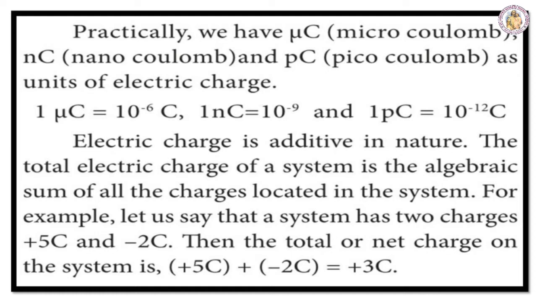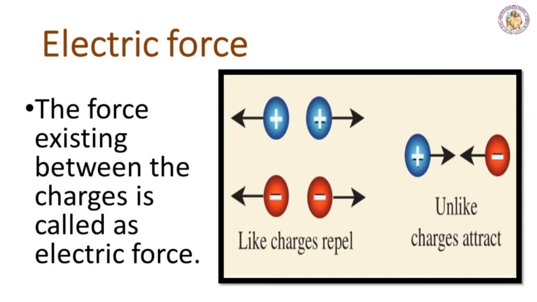Electric charge is additive in nature. The total electric charge of a system is the algebraic sum of all the charges located in the system. For example, let us say that a system has two charges, +5 coulomb and -2 coulomb. Then the total or net charge on the system is +5 coulomb plus -2 coulomb, which is equal to +3 coulomb.